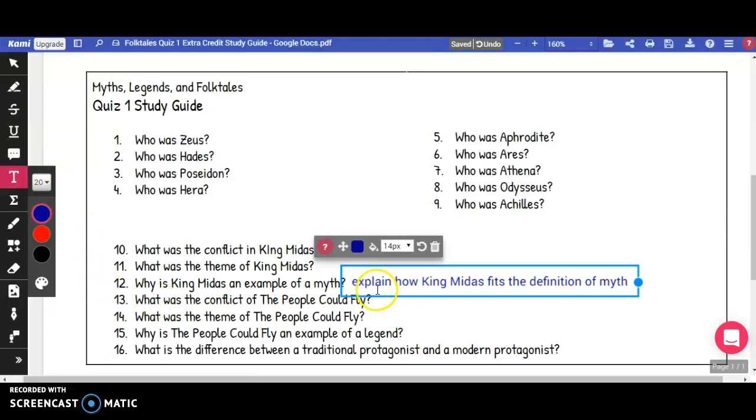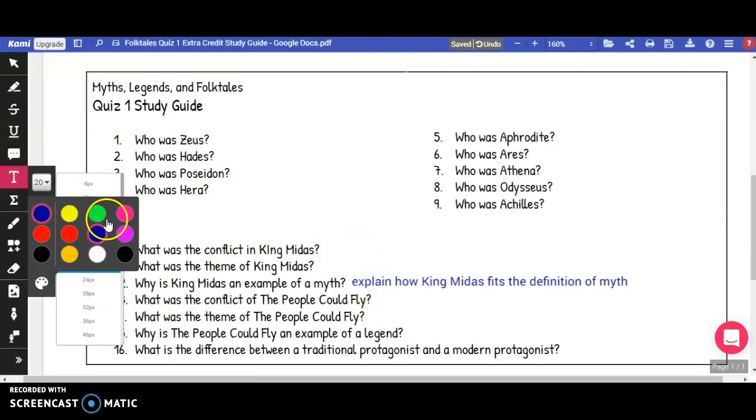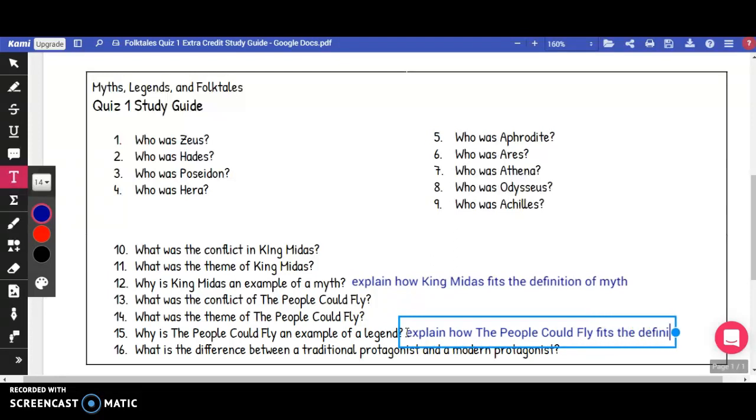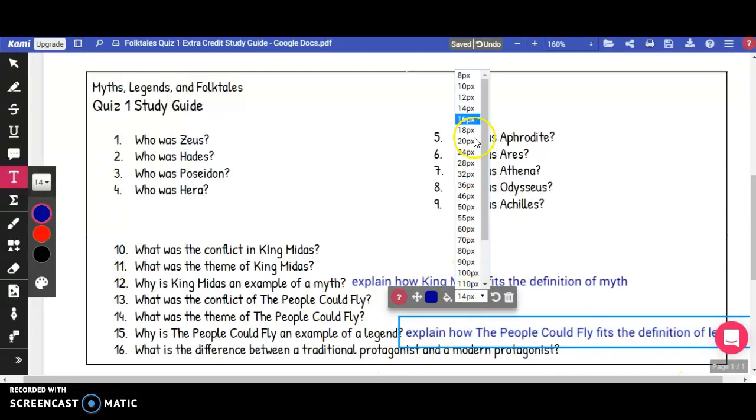13, what was the conflict in The People Could Fly? 14, what was the theme of The People Could Fly? 15, why is The People Could Fly an example of legend? So you need to go back and explain how The People Could Fly fits the definition of legend. Okay? You're going to need to go back to your notes to get that definition to figure out how it fits.